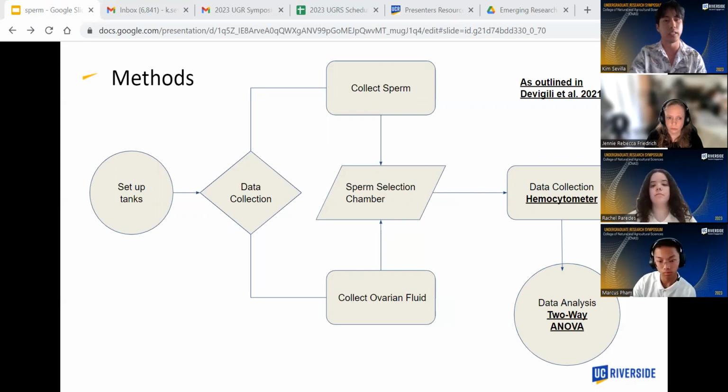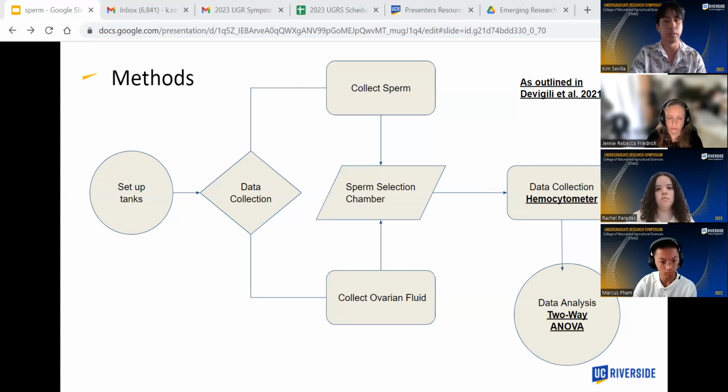Fish will be placed into a knockout solution of MS-222. Also, for both sperm and ovarian fluid extraction, I'll be following the Vigili et al. 2021 process. Although they use zebrafish, the process is more or less the same. I will then collect sperm as well as ovarian fluid.